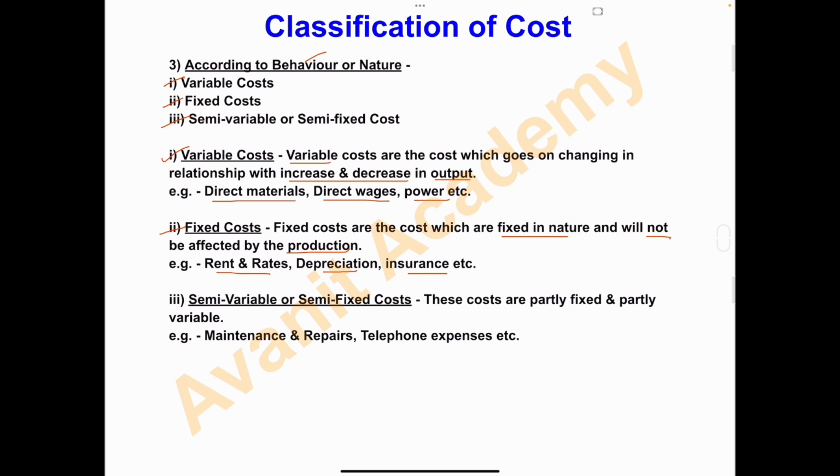So last one is semi-variable or semi-fixed cost. So these are the costs which are partly fixed and partly variable. So they are not completely variable and they are not completely fixed. They are semi-fixed and semi-variable. Partly they are fixed and partly they are variable. Such types of cost are called semi-variable or semi-fixed cost. Examples are maintenance and repairs, telephone expenses, etc.